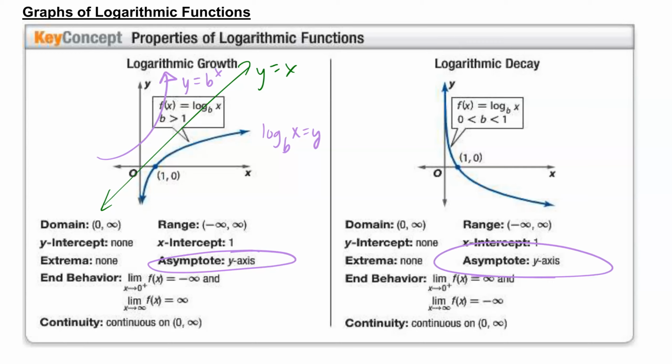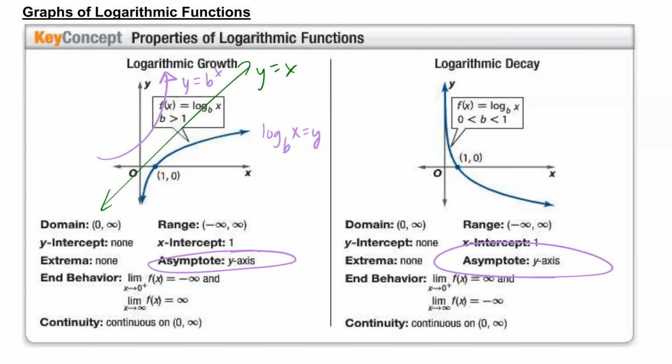So think about the exponential functions, the domain was all real numbers. So now for the log function, the range is all real numbers. Okay, for an exponential, the range was 0 to infinity. For a log, the domain is 0 to infinity, right? So everything is like flipping because they're inverses.